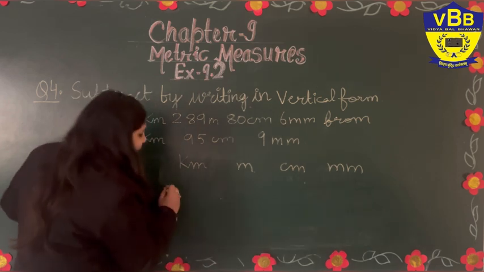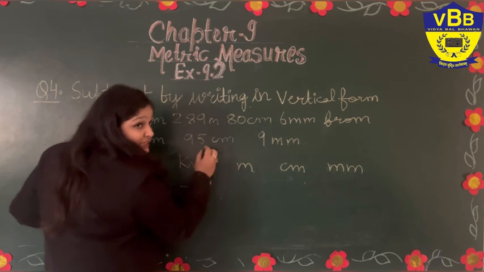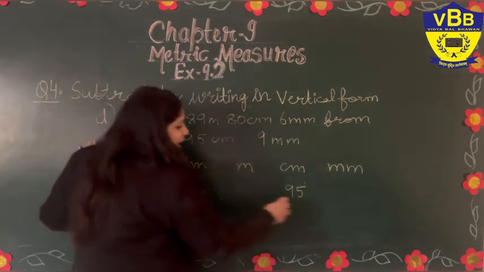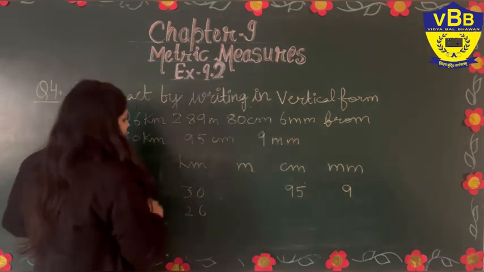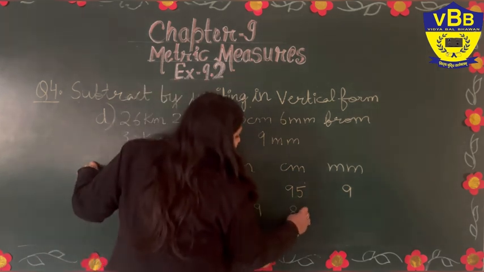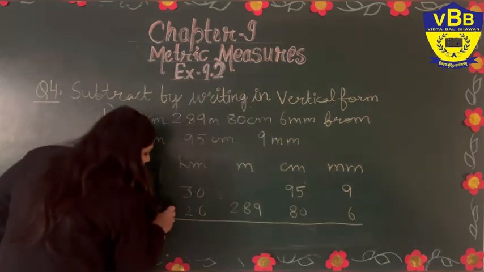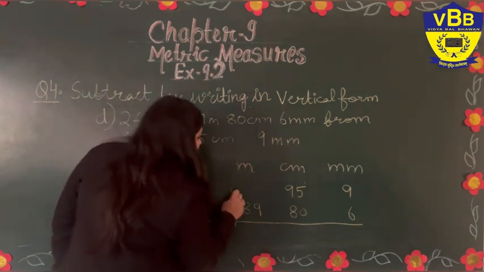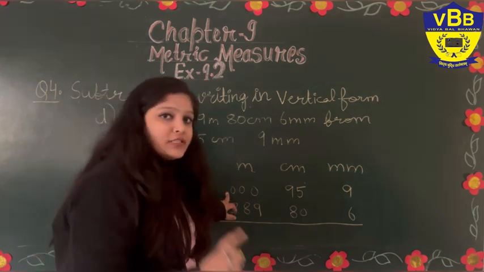So first we will write 30 kilometer. Meter number is not given, so we will not write. Now we will write 95 centimeter and 9 millimeters. Next we will write 26 kilometer, 289 meter, 80 centimeter and 6 millimeter. Now we will subtract these numbers, but these can't be left blank, so we will put 0, 0, 0, right? Because 3 digits were there, so we will put 3 zeros here.